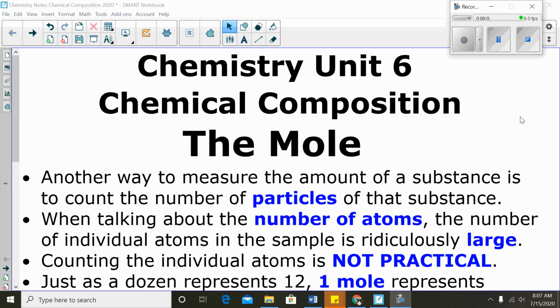This is Chemistry Unit 6, Chemical Composition, the mole. Another way to measure the amount of a substance is to count the number of particles of that substance. When talking about the number of atoms, the number of individual atoms in a sample is ridiculously large. So counting the individual atoms is not practical.